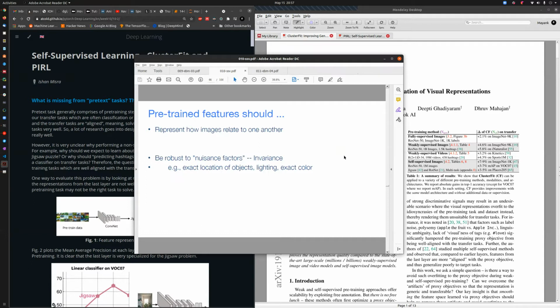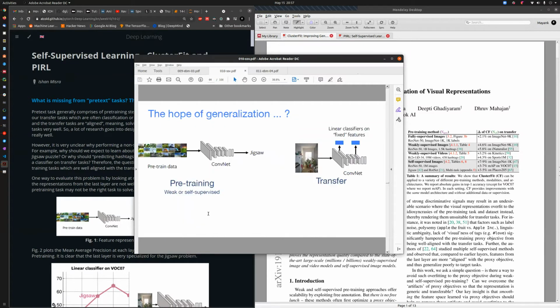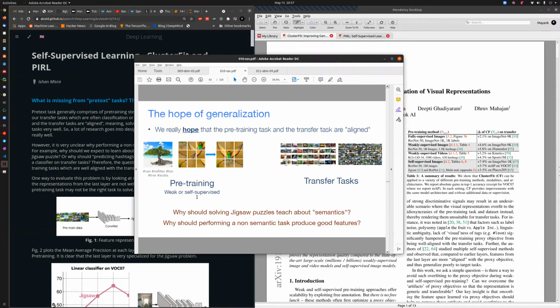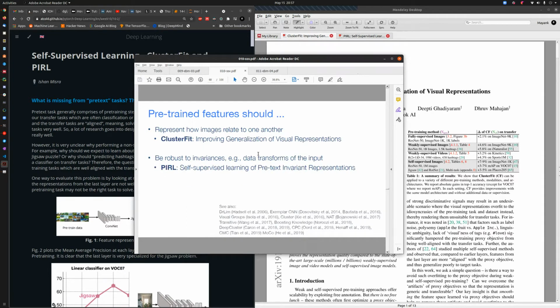So this can be made robust from augmentations, and the other kind of pre-training, as we have just referred to here, jigsaw and rotation. Clustering and contrastive learning are the two ways to achieve the same here. And we look at two papers in CVPR 2020, ClusterFit and PIRL.